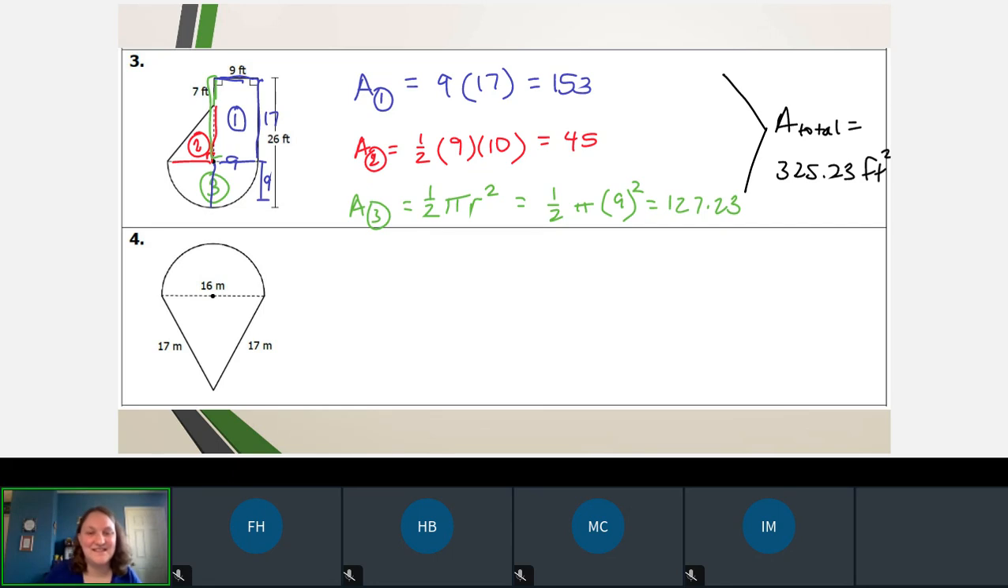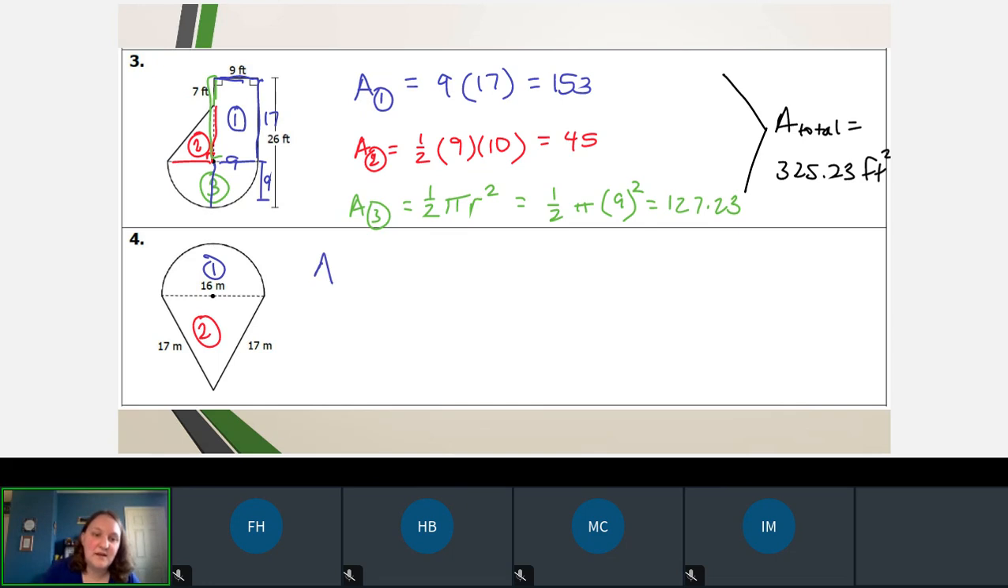All right. Looking at number 4. You knew what I was going to ask. We see triangles and a semicircle. So let's just break it up into our regions. I'm going to call that semicircle region 1 and my triangle region 2. And if you chose to switch it and call the triangle region 1 and the semicircle region 2, that doesn't really matter.